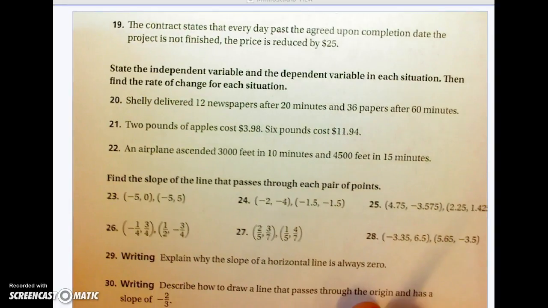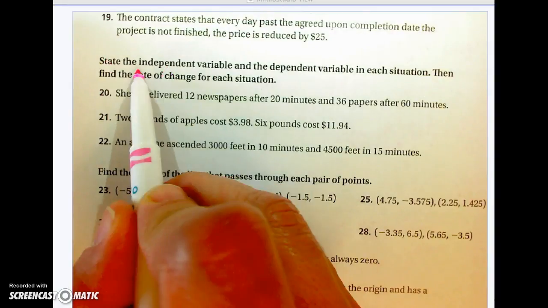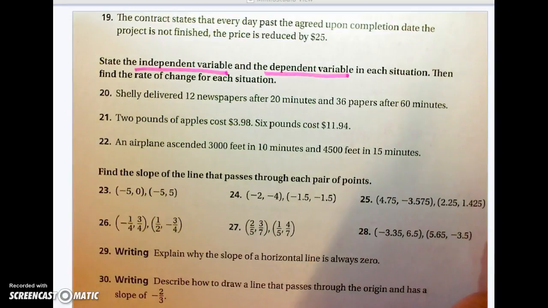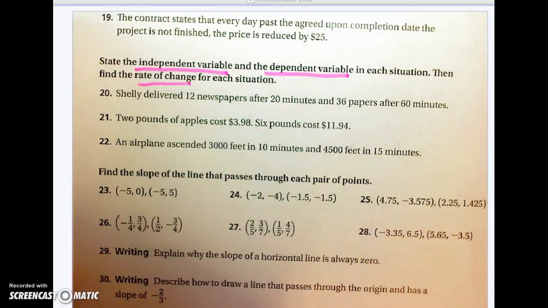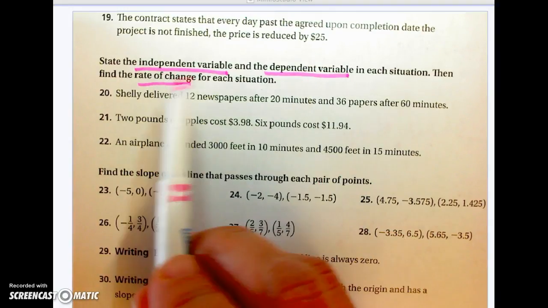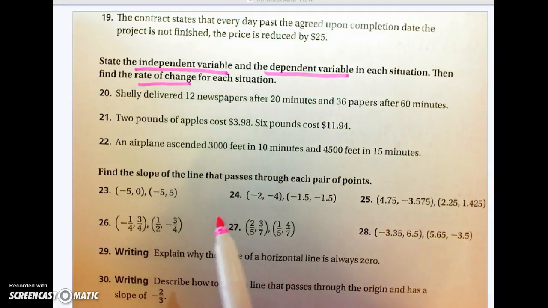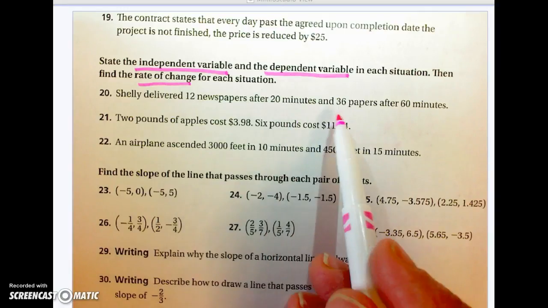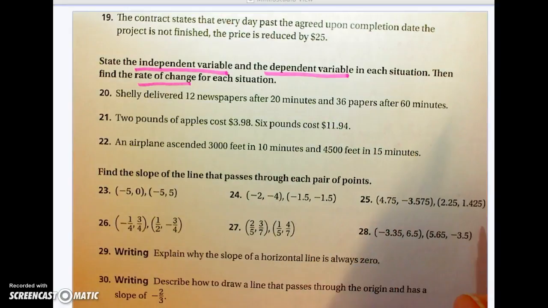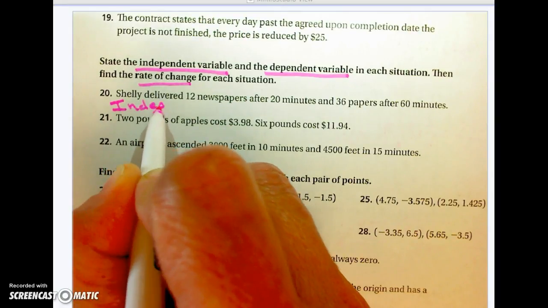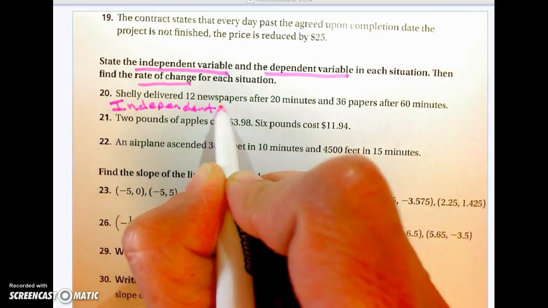In the next section, it tells us to state the independent variable and the dependent variable in each situation. Then find the rate of change. So I have 3 things I have to answer. I have to find out who's in control, who's depending, and what kind of change we're making. Number 20, Shelley delivered 12 newspapers after 20 minutes and 36 papers after 60 minutes. So who is in control? Our independent is time.